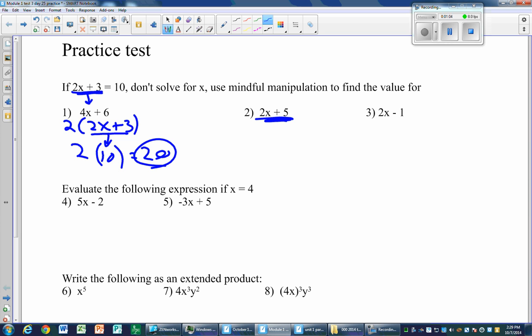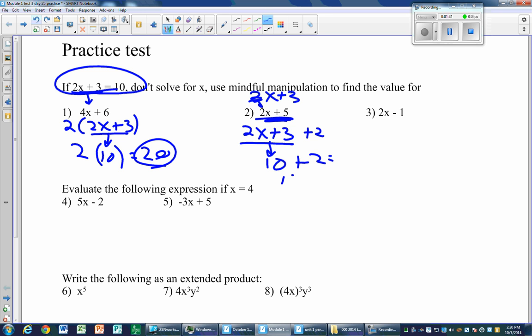So what do I do to 2x plus 3 to get 2x plus 5? There's absolutely nothing I do to the 2x, so I'm not going to multiply. What I do is just 2x plus 3 plus another 2. Does that equal 2x plus 5? Yes, it does. Now I know 2x plus 3 is 10 because it says so, but I have to add another 2, so that's just 12.